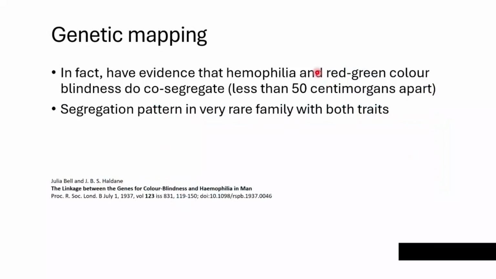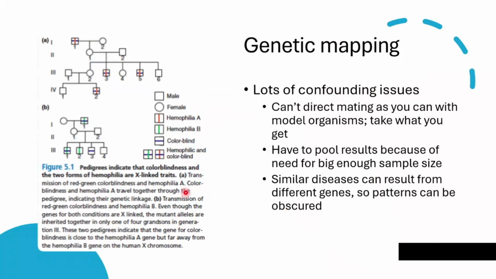And obviously, they do occur together. So basically, the distance between them is less than 50 centimorgan. And so that means that they're very close to each other on the chromosome. So the genes that do this, okay? And this segregation is very rare. So again, just showing that it's actually almost impossible to use classical genetic mapping for humans. You can read on it on this paper here.